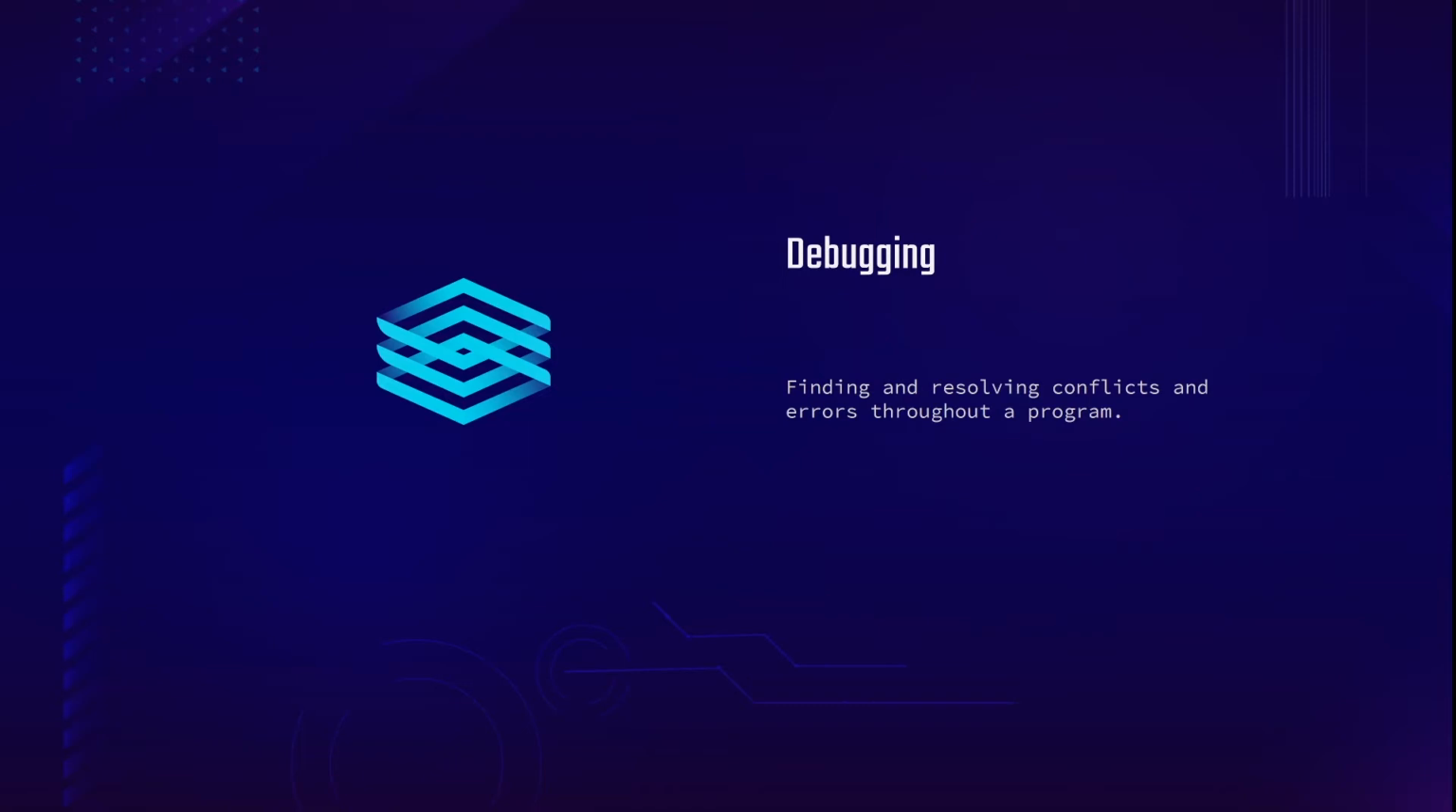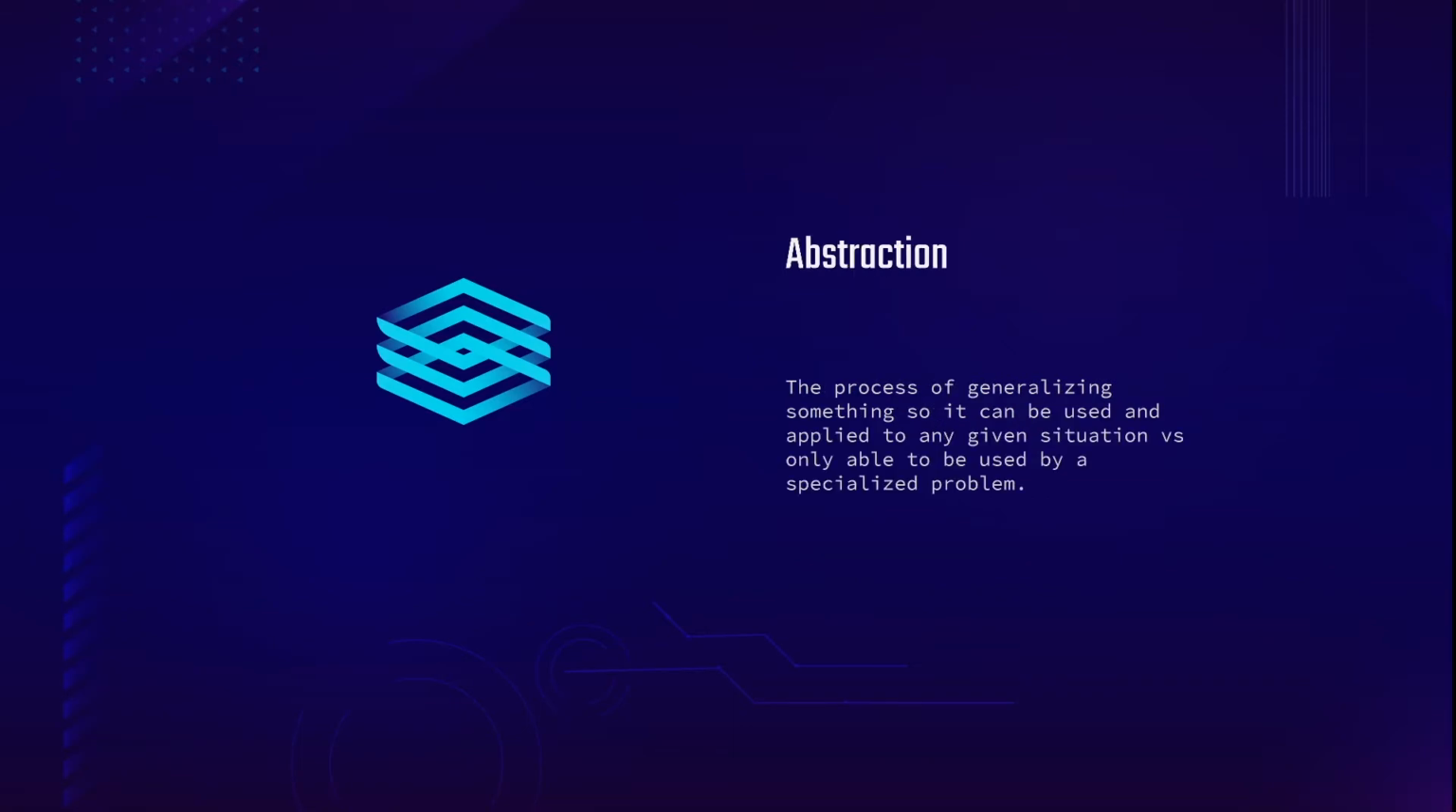Debugging. It's basically finding and resolving conflicts and errors throughout any given program. Abstraction. We will talk about this more much later in the course, but just to give you an idea of what it is in terms of a concept of programming, it is the idea, or process, of generalizing something so it can be applied to any given situation versus only using it in a specific problem.